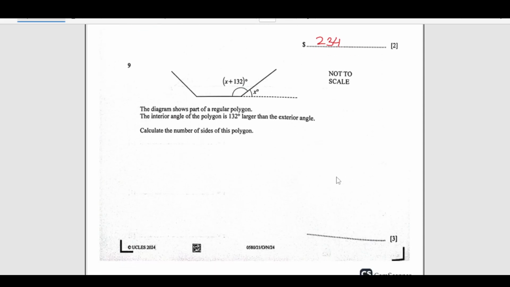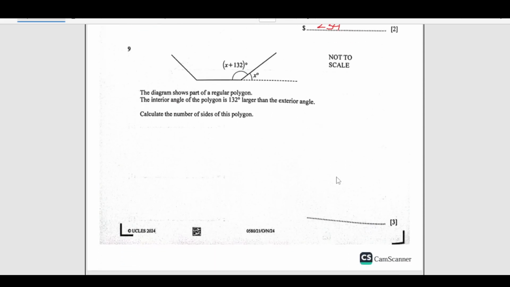Number 9, you can see this diagram. The diagram shows part of a regular polygon. This is part of the regular polygon. We have that the interior angle of the polygon is 132 larger than the exterior angle. Okay, so this is x plus 132. Calculate the number of sides of the polygon.